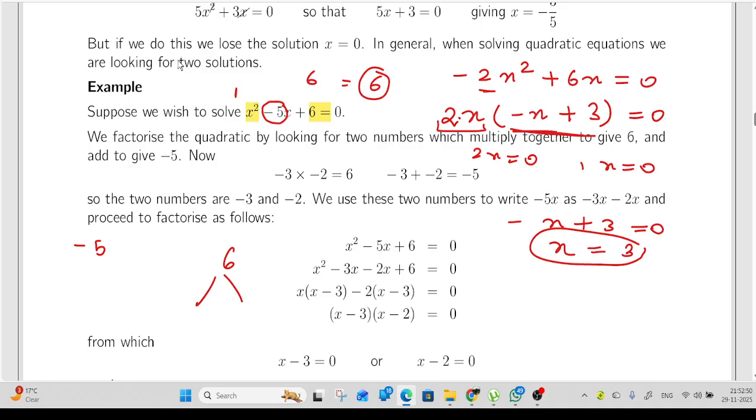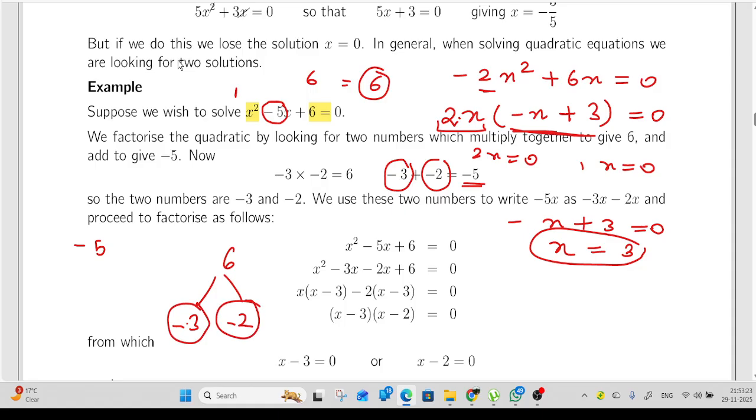So if you see, 3 times 2 is 6, right? But if you add 3 and 2, you get positive 5. So that's not going to work. Now if I add a negative sign to them, negative 3 times negative 2 is 6, right? Because when you multiply two negative numbers, you get a positive answer. And when we add negative 3 and negative 2, we get negative 5. So that is going to work, right? So the two numbers are negative 3 and negative 2.